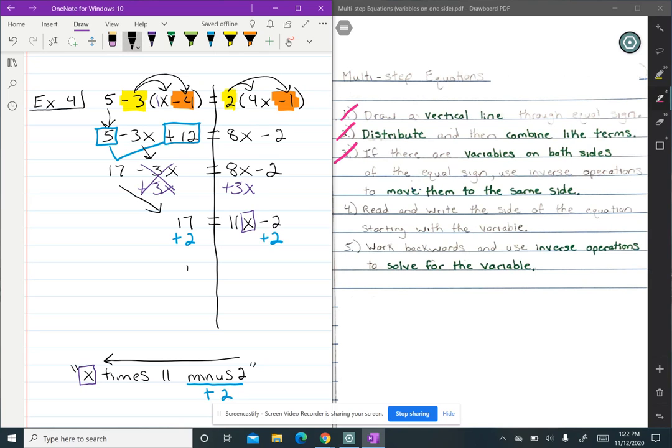17 plus 2 will give me 19. -2 plus 2 equals 0, which means I'm left with 11x. Then the last step, I need to do the inverse of times 11, so I'm going to divide by 11.